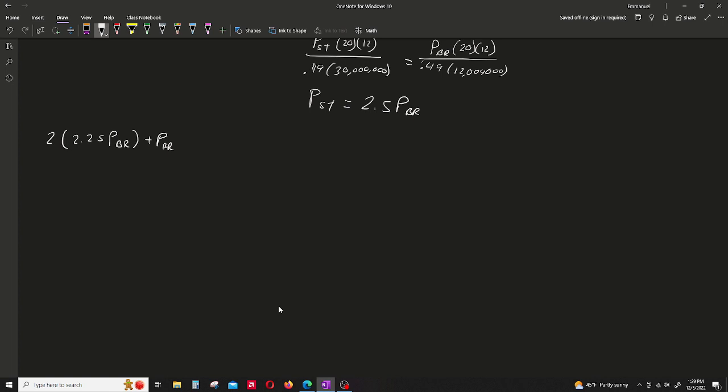P bronze by 2,000 pounds. And then once we solve for our P bronze, we get 333.3 pounds. And so therefore our steel here is 2.5 times 333.3, which gives us 833.3 pounds there. And now we can actually calculate our different stresses.